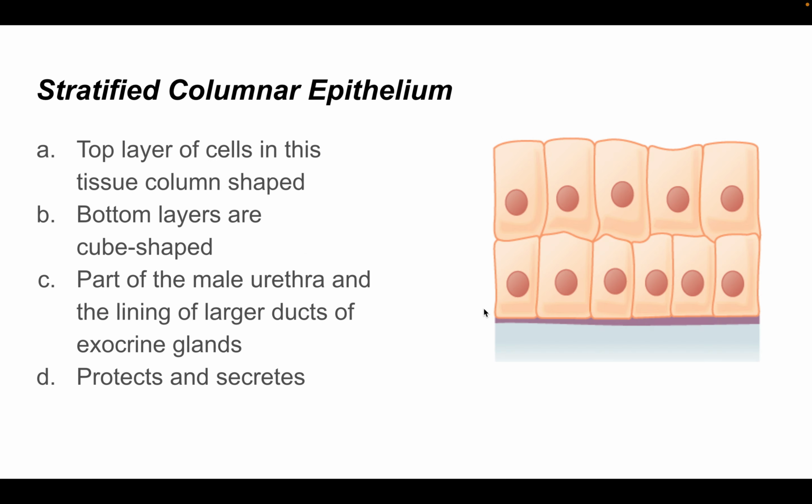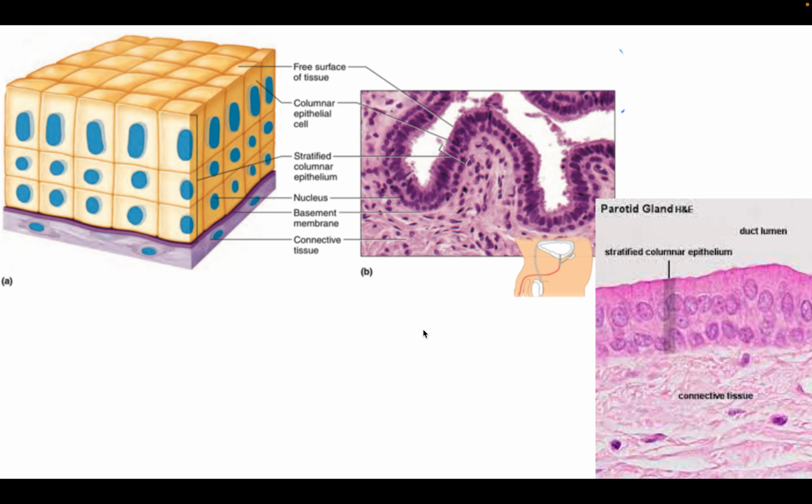Stratified columnar, same thing, just multiple columnar-shaped cells. But bottom layers tend to be a little bit more cube-shaped, and then the top layers tend to extend out into that column. Male urethra, ducts of the exocrine glands, but they protect and they secrete. There's that basement layer down here. So here you can see how the bottom layers tend to be a little bit more cuboidal, but then they extend out into that columnar.